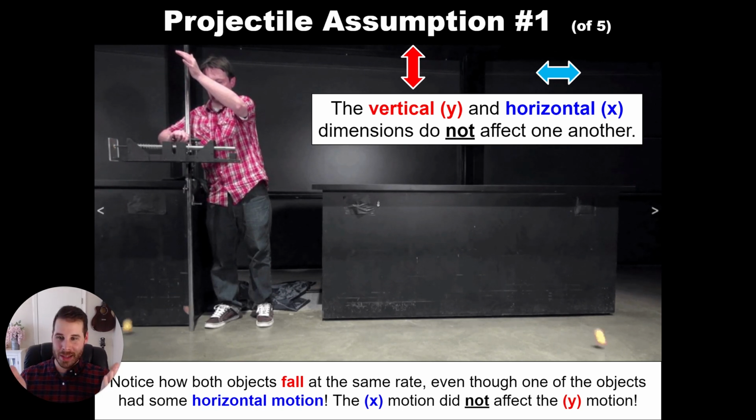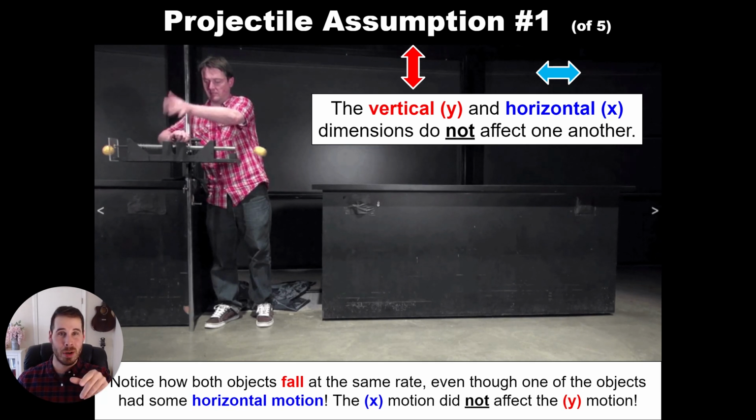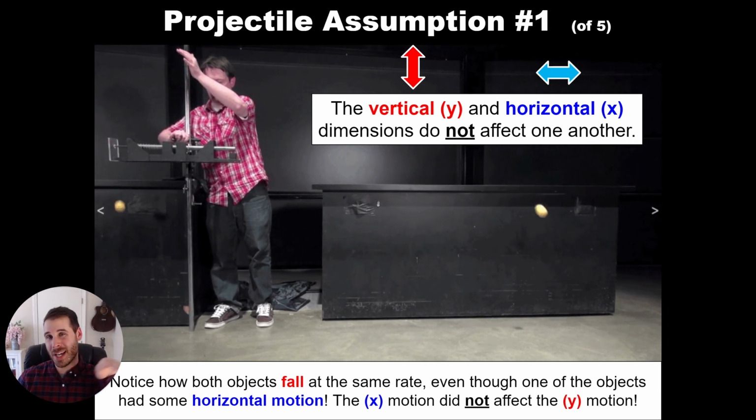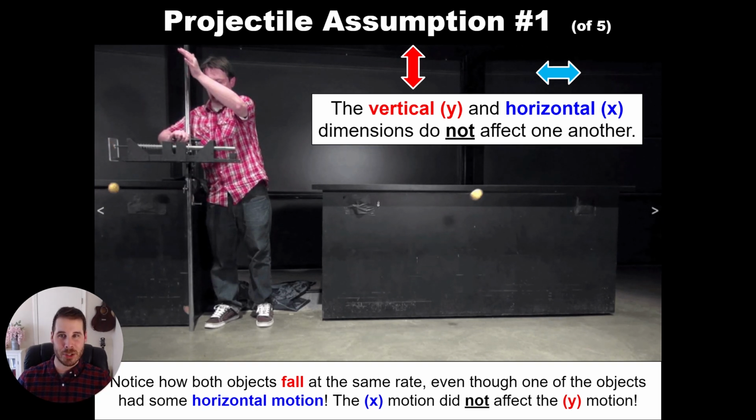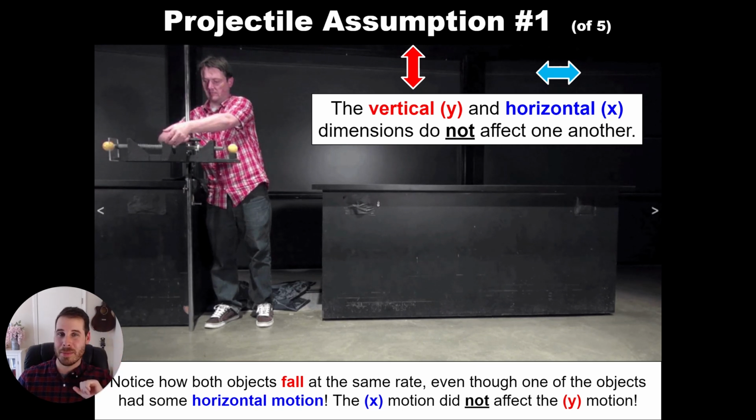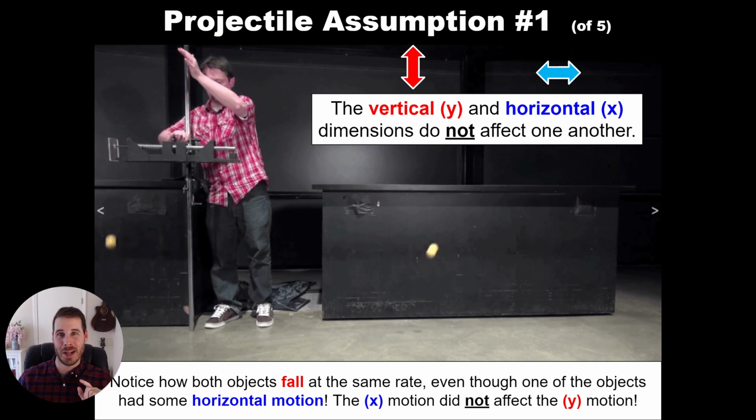And what you notice is that the objects fall at the same rate. Even though one of the objects, the one on the right, was given some extra velocity to the side, they still end up hitting the ground at the exact same moment. So what does this tell us about projectiles? It tells us that the vertical and the horizontal dimensions do not affect one another.